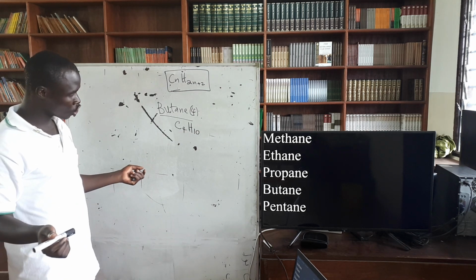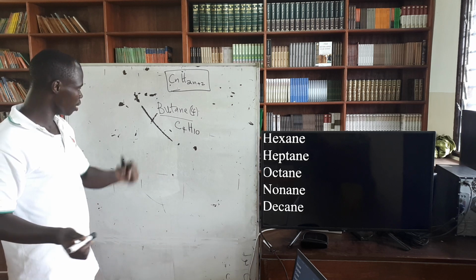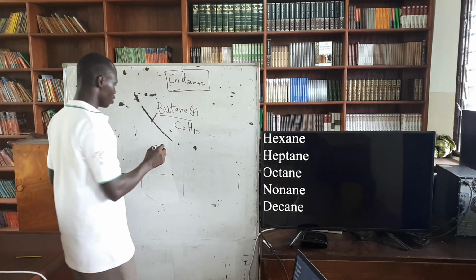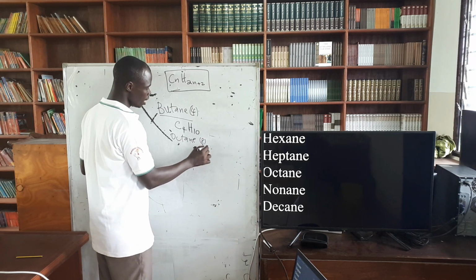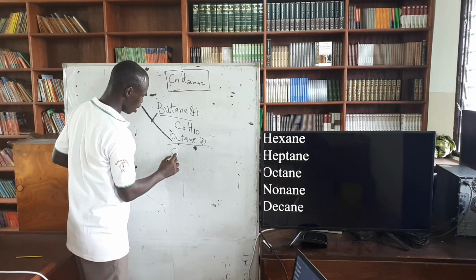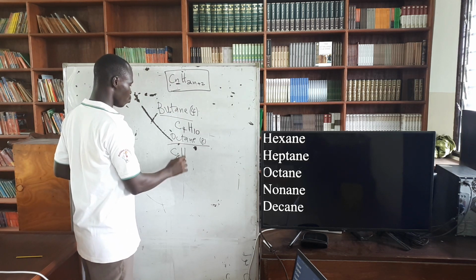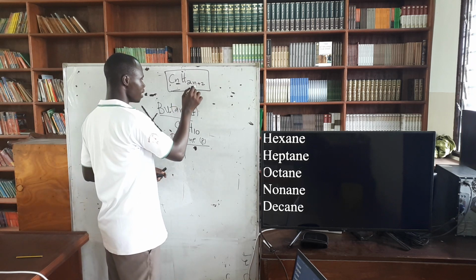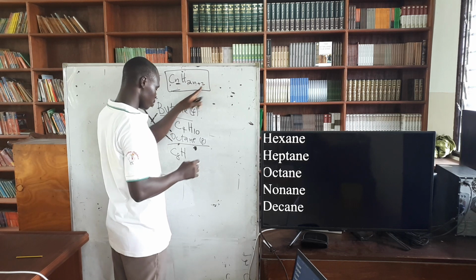Let's talk about maybe octane. Octane has got 8 carbon. So we begin with carbon, and how many are they? 8. So we have C8, and for hydrogen we want to find 2 times 8 plus 2. 2 times 8 will be 16 plus 2, 18.